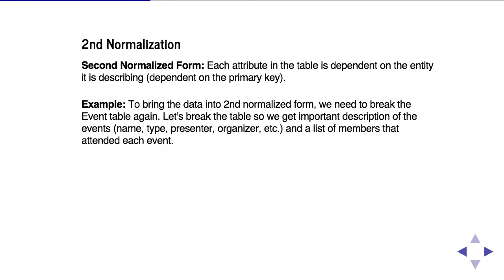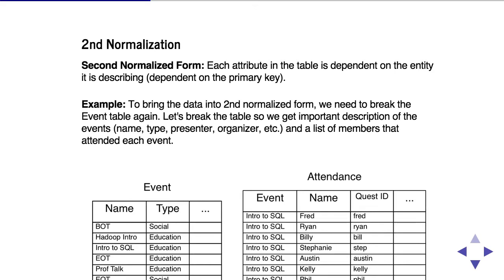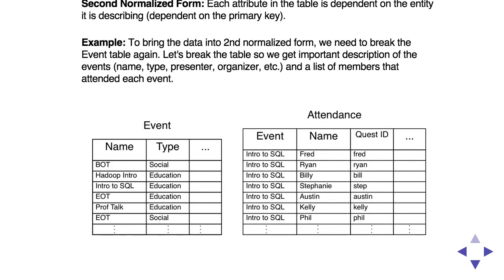To bring in what we had in first normal form, we need to break up the event table again, so that we just have the critical aspects of an event, like the name, the type, the presenter, the organizer, and the list of members that attend each event. So, for instance, right here, for our events, we have various different events, and we have attendance for each event.